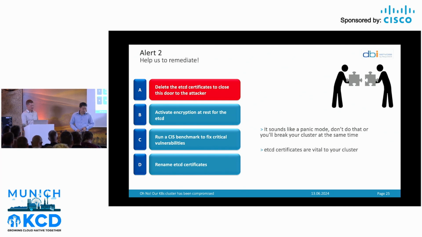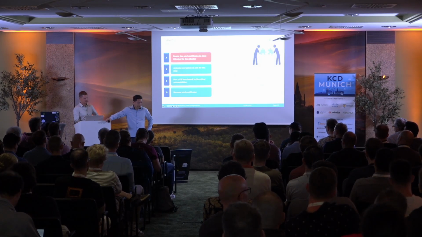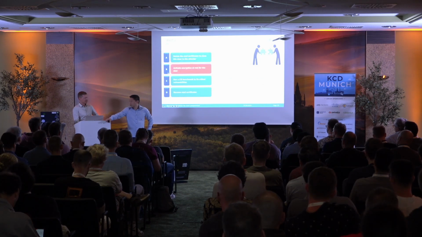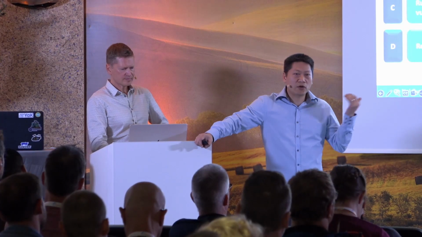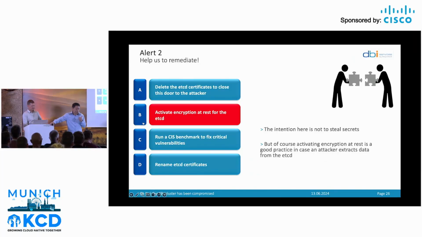So what can we do? Encryption at rest. Who wants to do this? Do you know what is encryption at rest? This is a good practice, but in our case, no, because we have a privilege escalation. Encryption at rest is for you to encrypt your secrets in the etcd. So if someone stole the etcd, then you would have an issue because all your secrets would not be encrypted. So yes, it's a good practice, but not in this case.